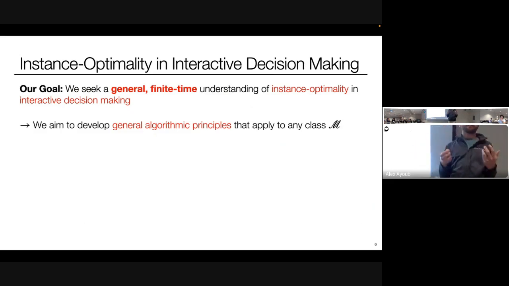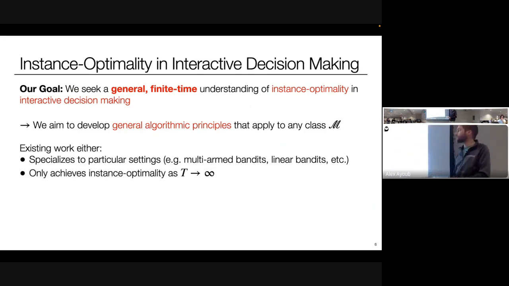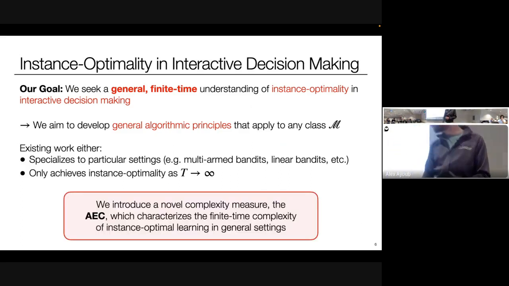What we want is to come up with an understanding of the complexity associated with instance optimality in class script M, and then come up with algorithmic principles that will apply to script M regardless of what this is. And we want to do this in finite time. Existing work tends to either specialize to particular settings, multi-armed bandits, linear bandits, tabular RL, etc., or is extremely asymptotic. So we want to knock out both of these things, thinking about instance optimality in very general settings, as well as the finite-time properties of instance optimality. And our contribution, which I'll get into for the rest of the talk, is a novel complexity measure, which we call the AEC, the allocation estimation coefficient. We can show that in some sense this characterizes the finite-time complexity of instance optimality in these very general decision making settings.